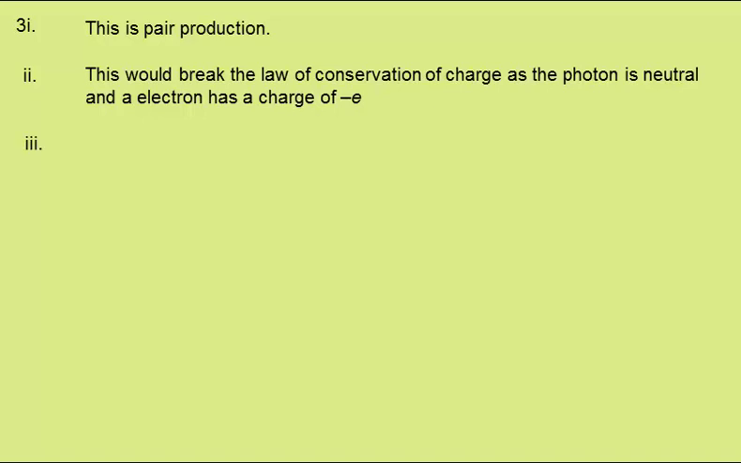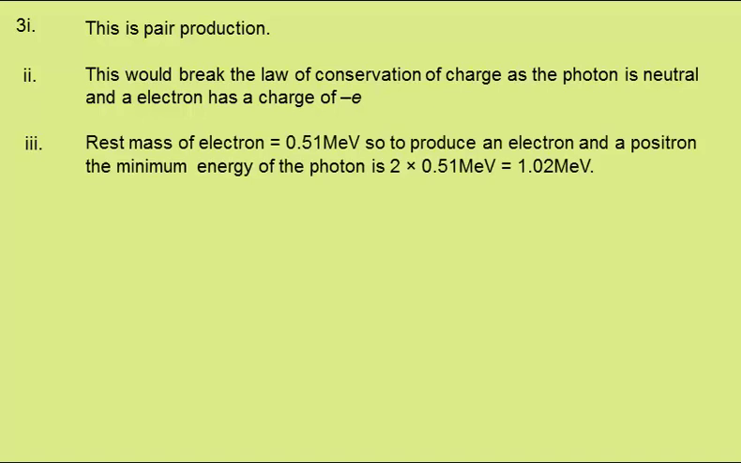In part 3 we need to make use of the data and formula booklet to show that the minimum energy of the photon required for this process is 1.02 mega electron volts. Well, the rest mass of an electron from the formula sheet is 0.51 MeV, so to produce an electron and a positron, the positron having the same mass as the electron, the minimum energy would be 2 times 0.51 MeV, which is 1.02 MeV.